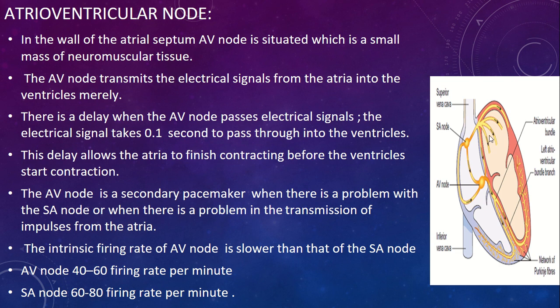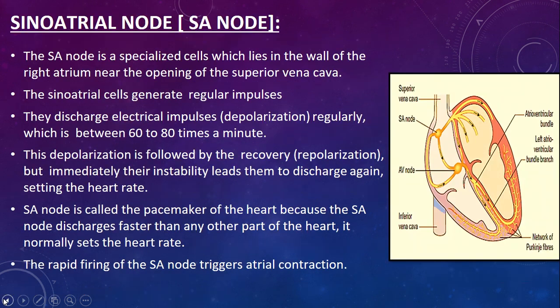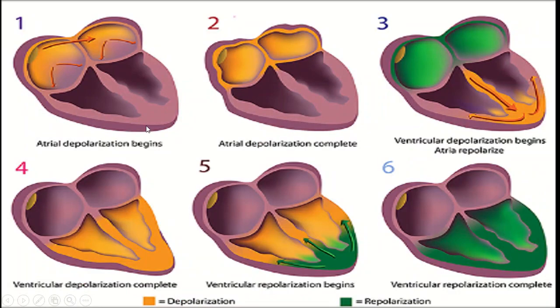So we have already seen one diagram in the beginning. You can see here, this 0.1 second delay means that here the atrium is contracting, complete contraction of the atrium happens, and then this relaxation is happening. So the 0.1 second difference between this and this helps the atrium to relax while the AV node is passing the electrical signals to the ventricles. Okay, this is what was meant in that passage.